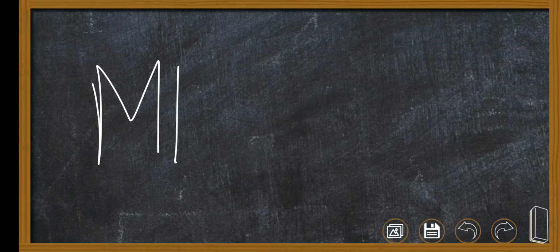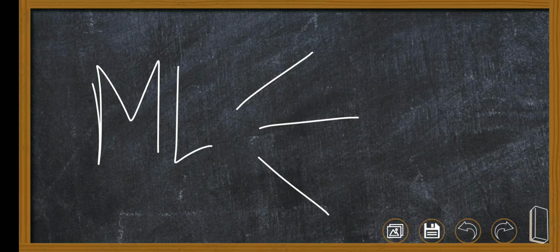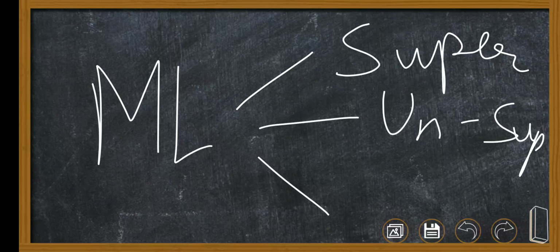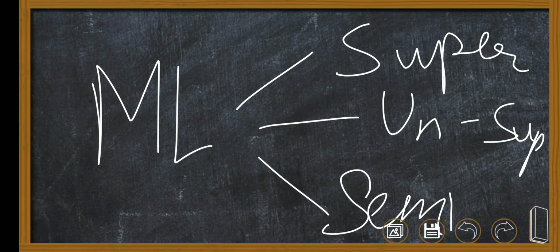Now, machine learning can be categorized into three sorts of systems based on how the machine approaches the learning to produce the suitable output. The first one being the supervised system, the second one being the unsupervised system, and the third one being the semi-supervised system. So these three are basically the three sorts of machine learning systems.